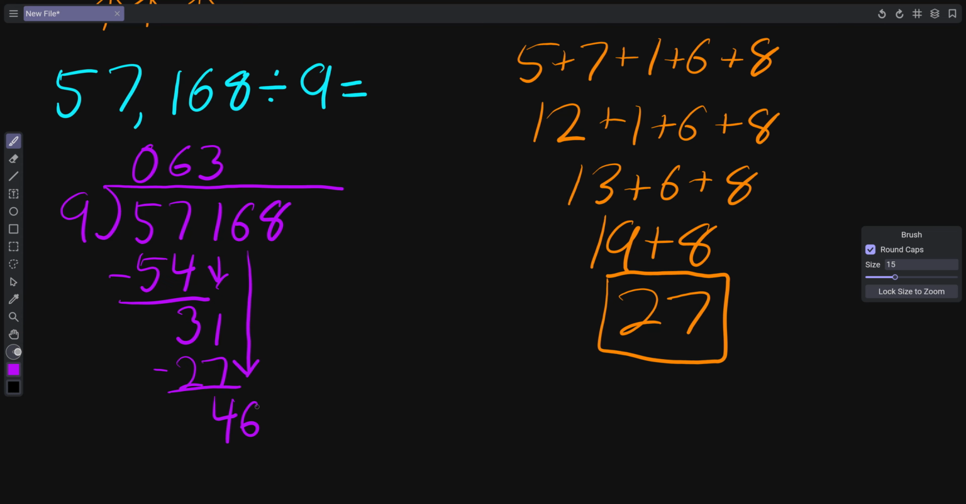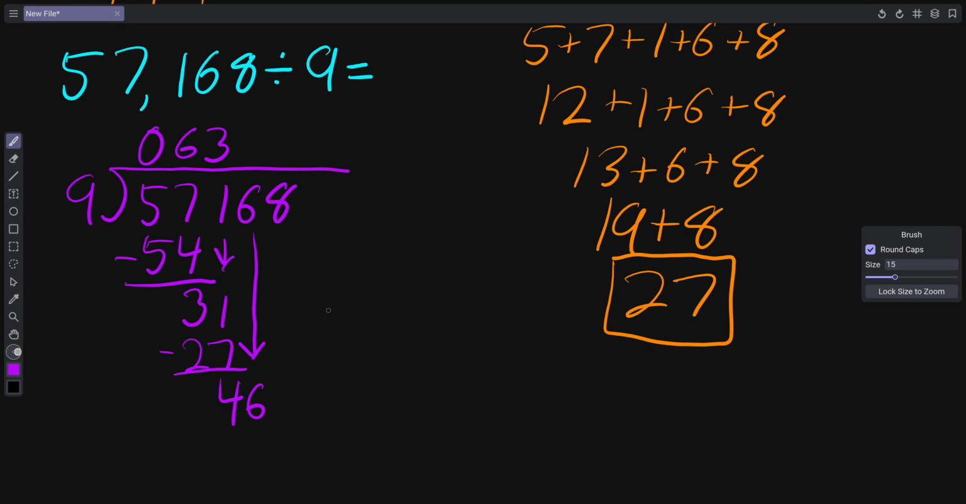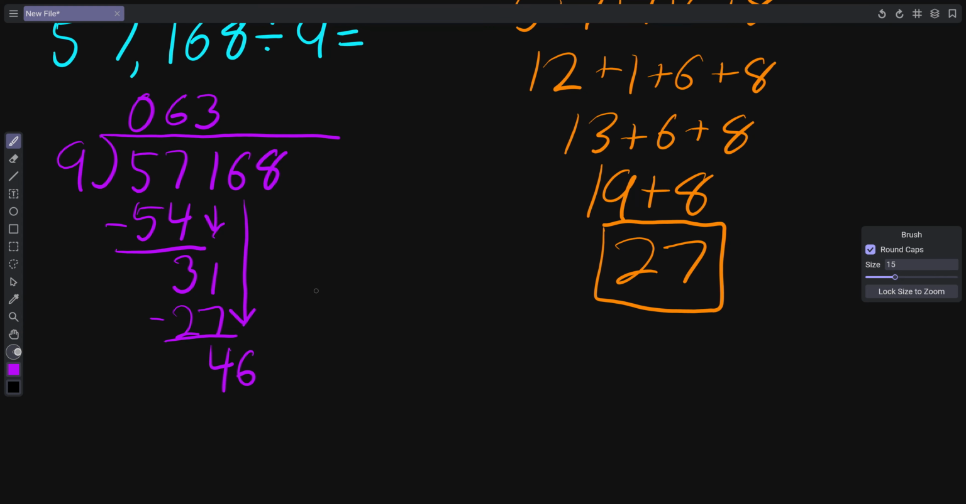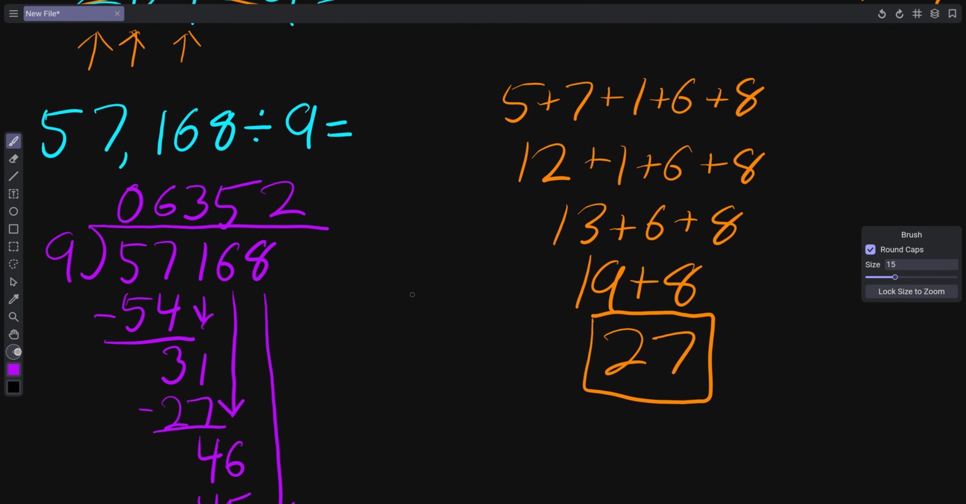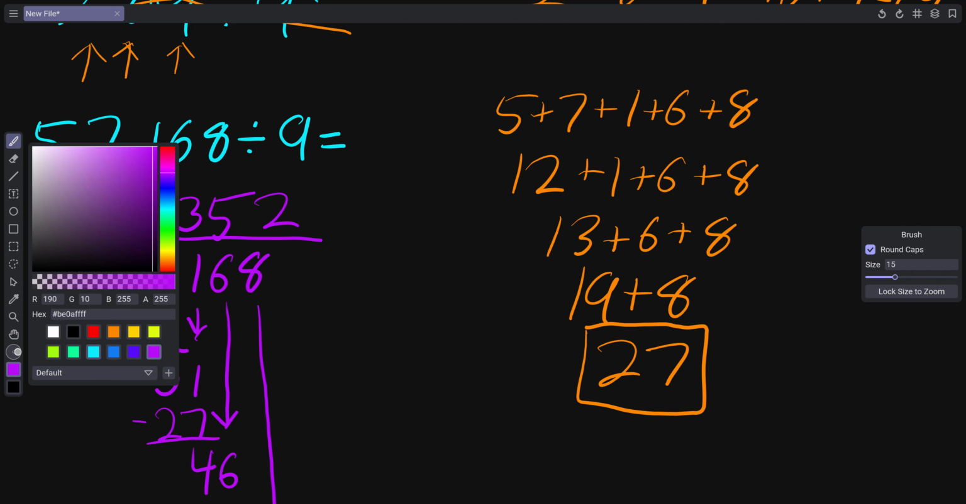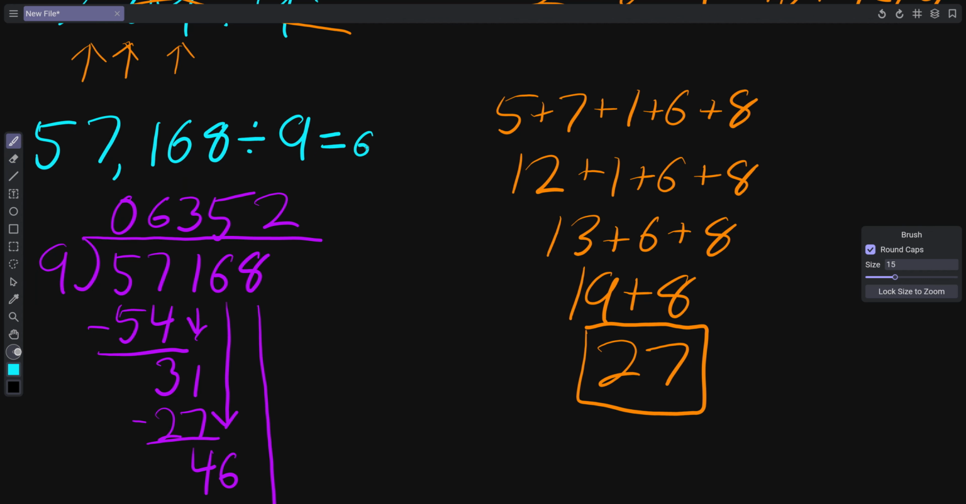9 can go into 46 4 times. Right? Maybe not. Let me think. You can actually go into it 5 times, because 5 times 9 is going to equal 45. We subtract these, that leaves us with 1. Finally, we drop down the 8. And 9 can go into 18 twice. And 2 times 9 equals 18. We subtract these, and they cancel. And we are left with a large number as our answer. We are left with 6,352 as our final answer.